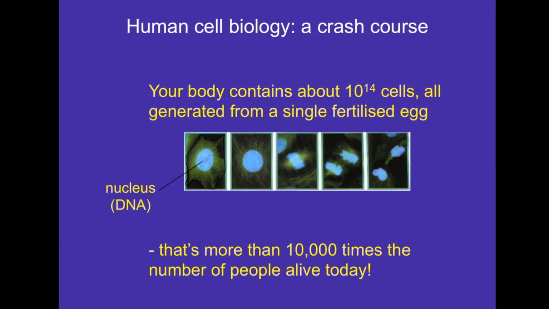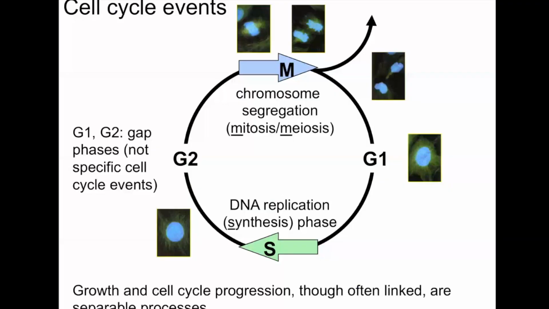And many of those cells have jobs that don't involve them making more cells, but in particular epithelial tissues and bone marrow and various other tissues are characterized by a continuous turnover of cells during our lifetime, the progression of cells through what we call the cell cycle. And it's the cell cycle that's illustrated in this slide here.